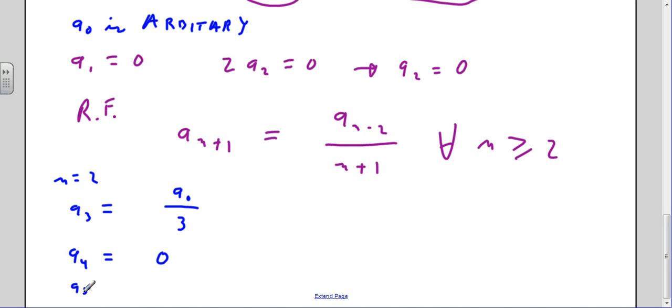When I look for A5, n has to be 4. A2 is 0, so that term has to be 0. Okay, now I look at n is equal to 5.